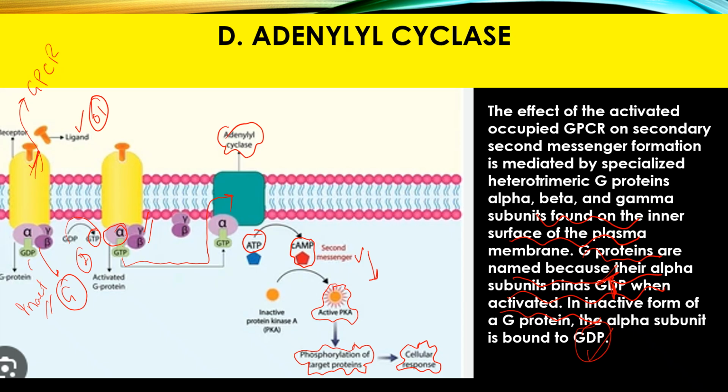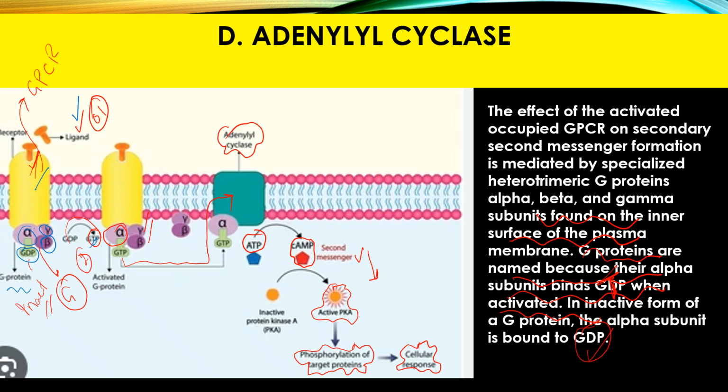First of all, a ligand, or extracellular signal, number one, attaches with the receptor site. The receptor site is embedded in the plasma membrane. Here are the three subunits, alpha, gamma and beta, of the G protein. In inactive form, it is attached with the GDP. But now, because the ligand is attached with the receptor site, the GDP is converted into GTP.